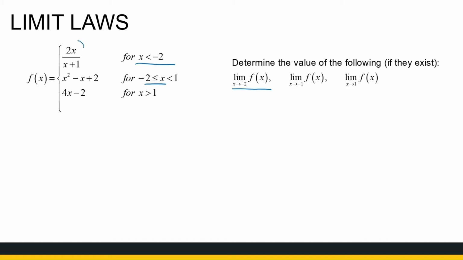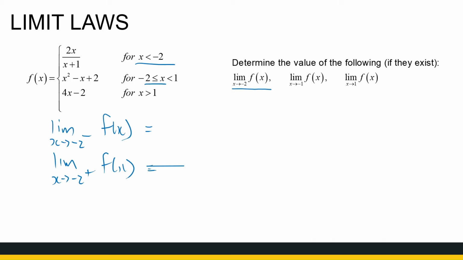And I've got different definitions for the function for values of x less than -2 and for values of x greater than -2. So what we need to do is look at the limit as x approaches -2 from the negative side of this function, and the limit as x approaches -2 from the positive side. And only if those two approach the same number, then my limit exists.